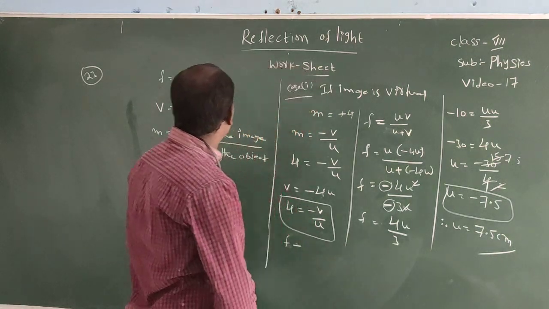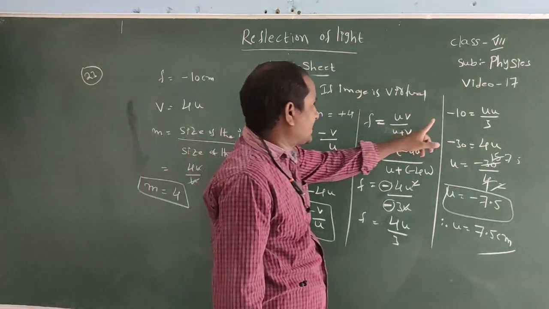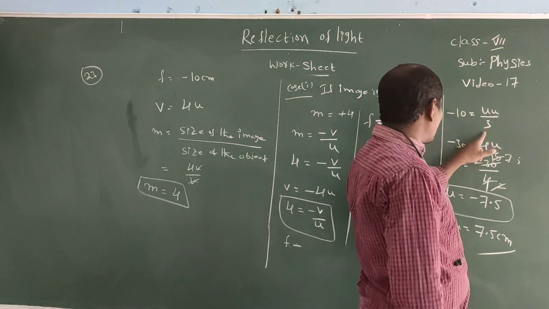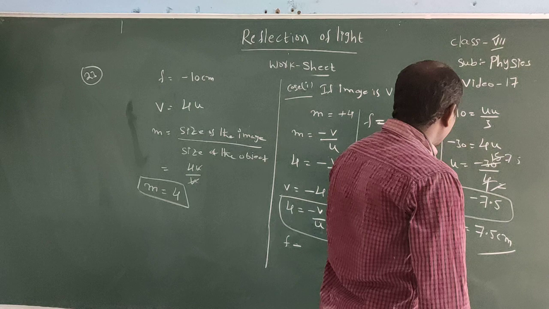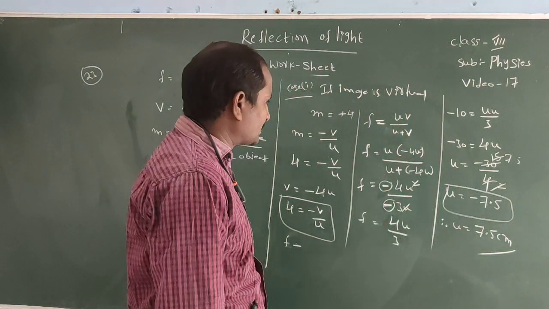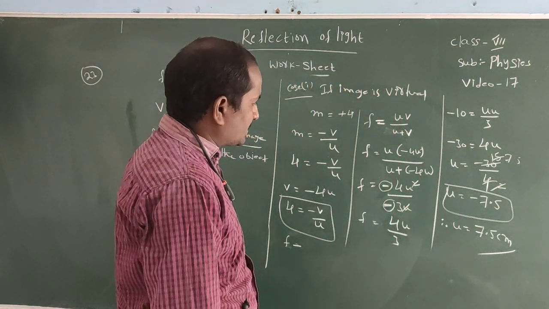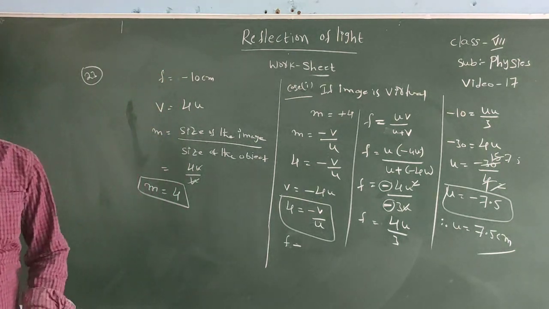So what is f here? Minus 10. So minus 10 equals 4u by 3. I am doing cross product here. Minus 30 equals 4u. So u equals 30 by 4, that equals 7.5. So here u equals 7.5.